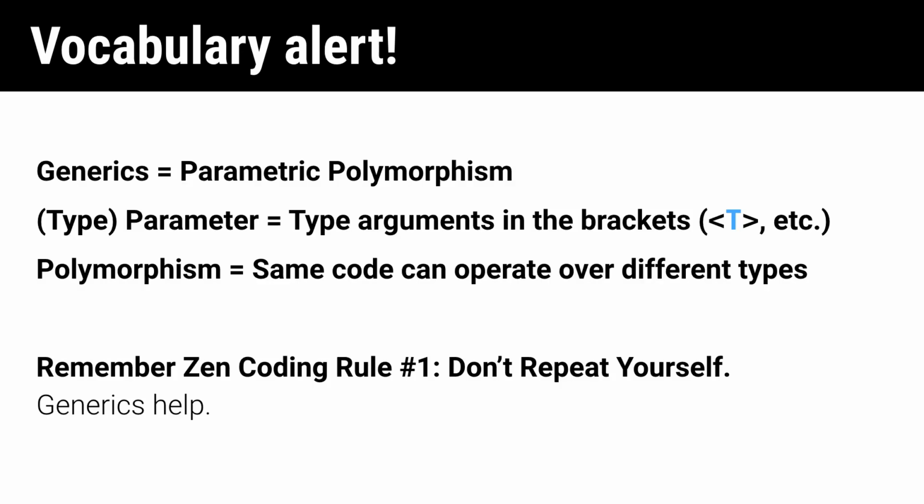We tend to call them generics, but you will also sometimes see the complicated phrase parametric polymorphism. Those mean exactly the same thing. So we're saying list of T, or a generic list, or a list with parametric polymorphism. Those are all synonyms. I like generics.